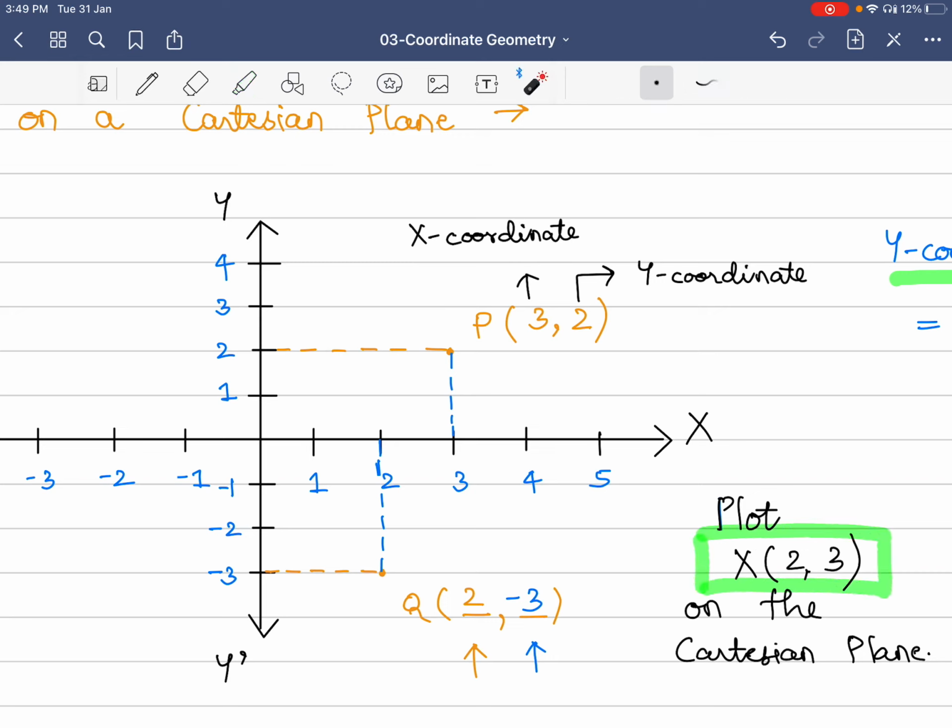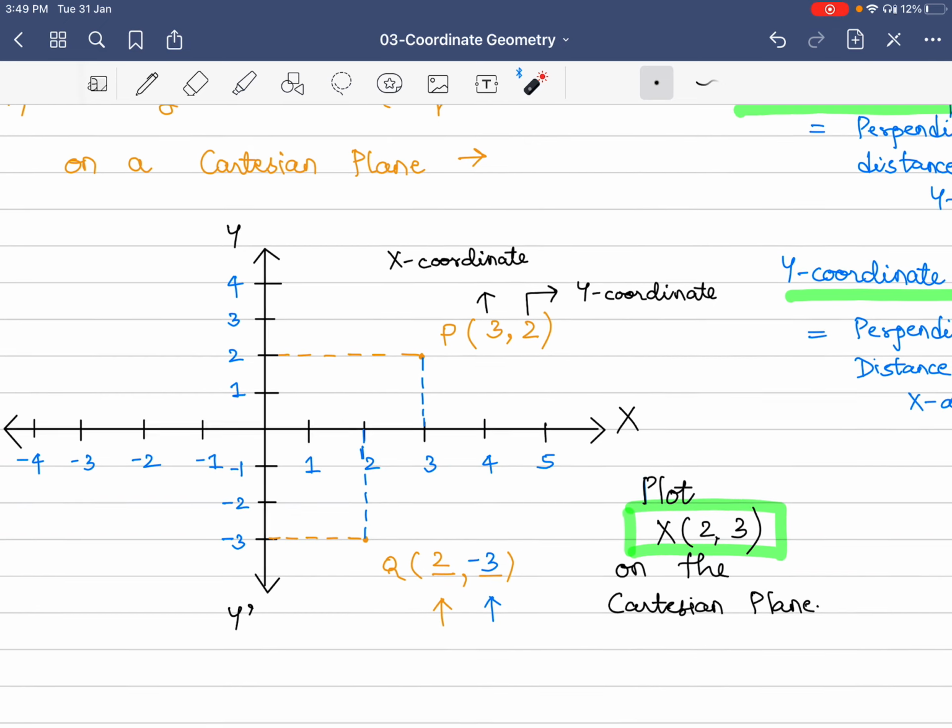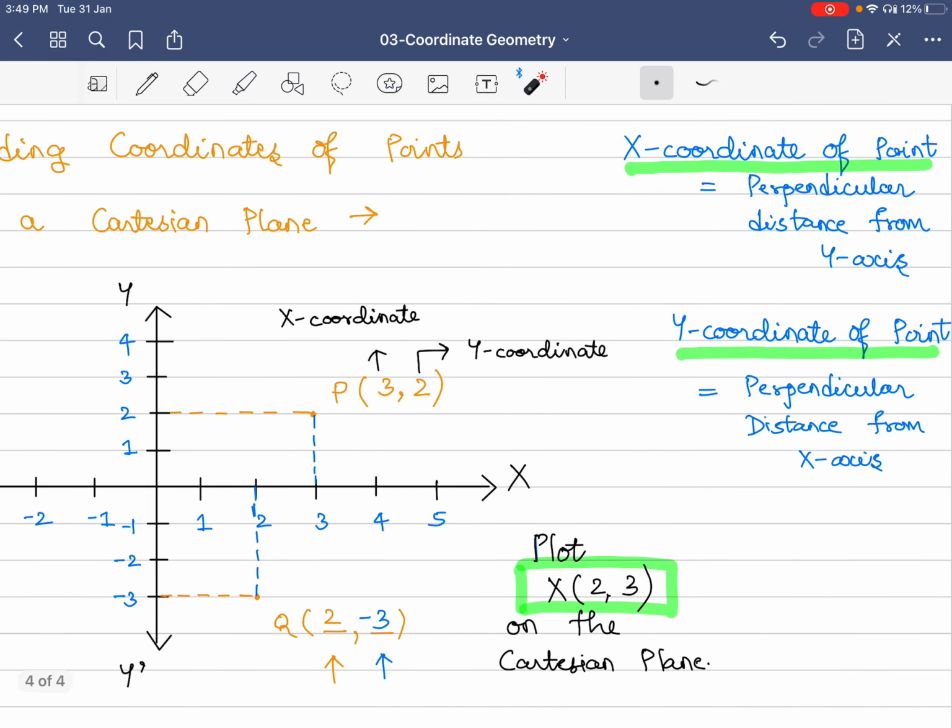Okay, so what is 2? 2 is the x coordinate. What is the definition of x coordinate? Here it is. Yes, 2 is the x coordinate. What is the x coordinate of a point? It is the perpendicular distance from the y-axis. So this is my y-axis, and the perpendicular distance from the y-axis has to be 2.